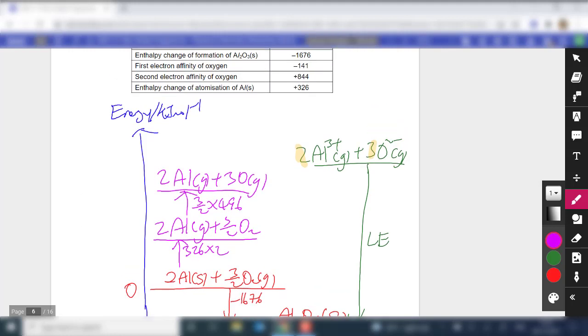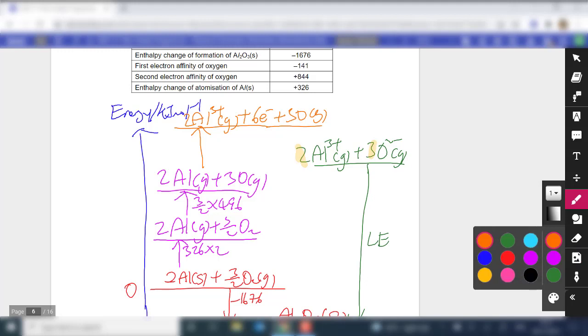Then moving on, we're going to introduce first IE. Now, first IE, second IE, and third IE. This is going to be a little tricky, but I'm going to write out the outcome first. So 2 Al3 plus gaseous, plus 6 electrons, plus 3O gaseous. Why is it tricky? Because we have first, second, and third IE. So make sure that when you sum them up, you sum them up properly.